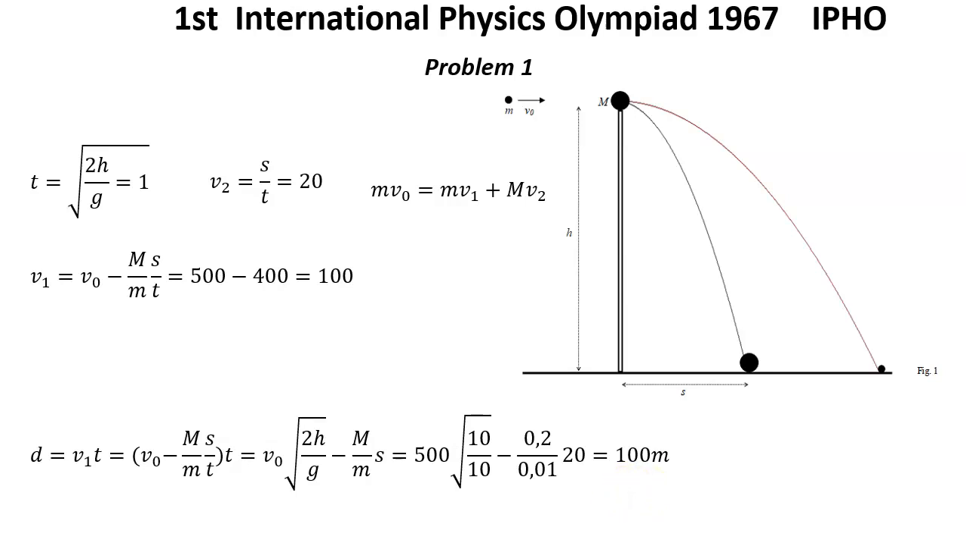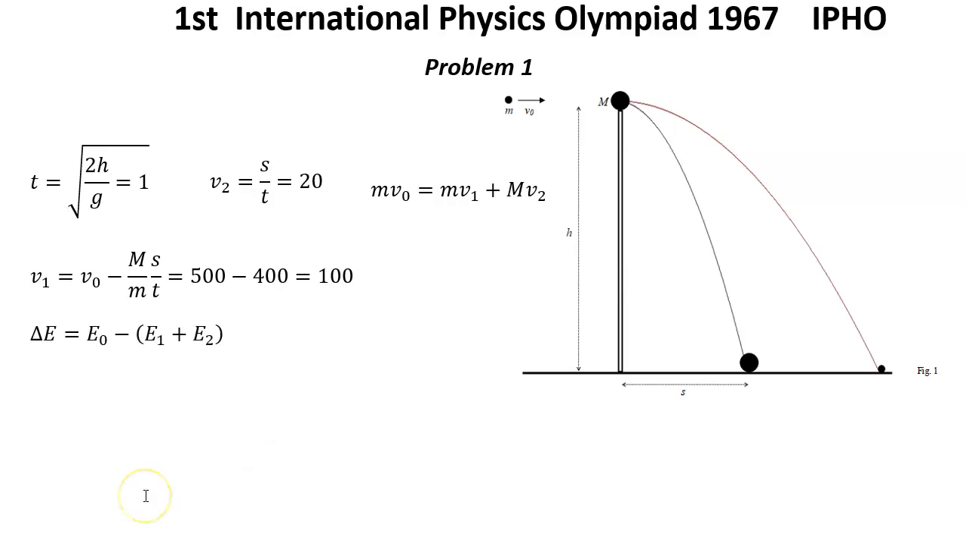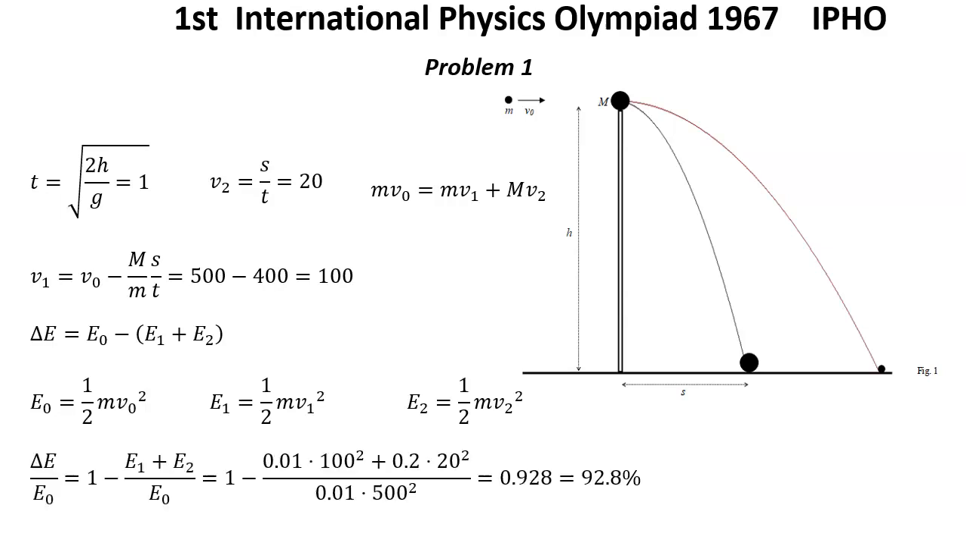Second question. We need to find what part of kinetic energy of our bullet went to the heat. This could be found from formula delta E equal E0 minus E1 plus E2. So we have these expressions for kinetic energies before and after collision. And from here we can find that total loss of energy was 92.8%. That was answer for second question, and here we solve problem number 1.